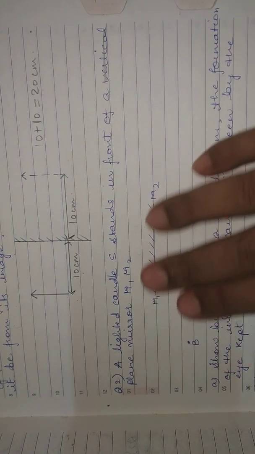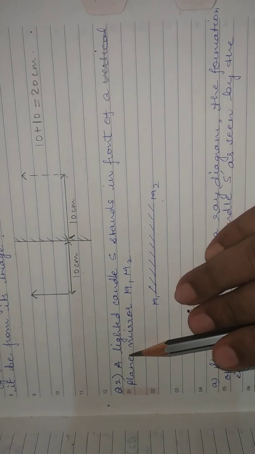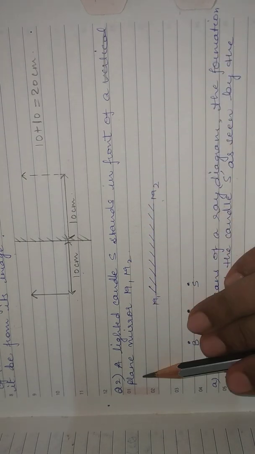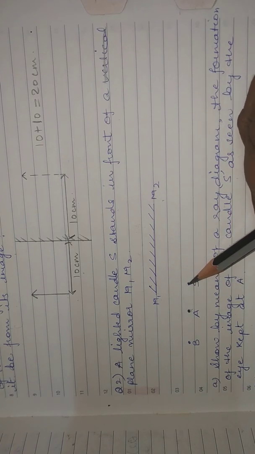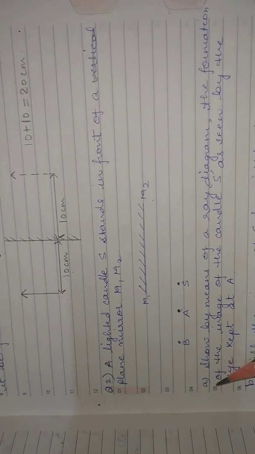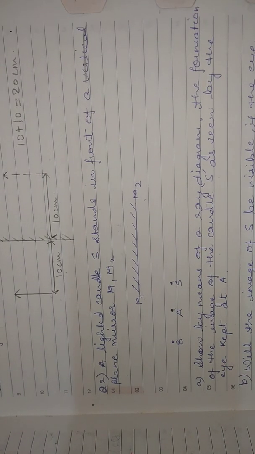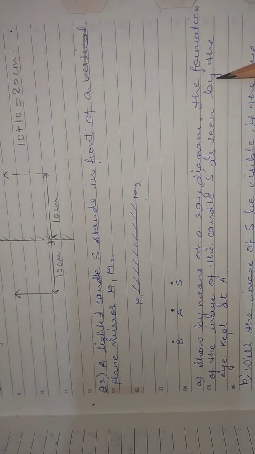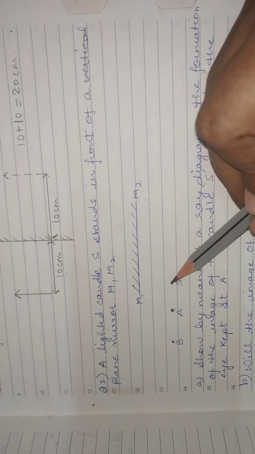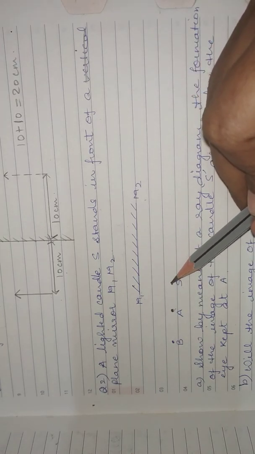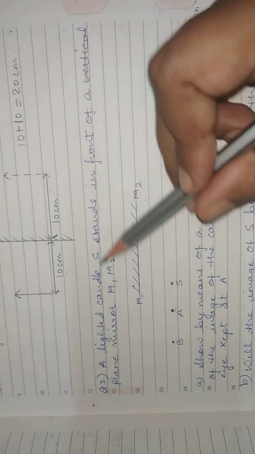So then comes question number 2. The question is that a lighted candle stands in front of a plane mirror M1, M2. So this is a plane mirror and the lighted candle is here, S. The question is, show by means of a ray diagram the formation of the image of the candle S as seen by the eye kept at A. That means the human eye is positioned somewhere here. This is the flame of the candle shown by a dot, and we have to draw the image.